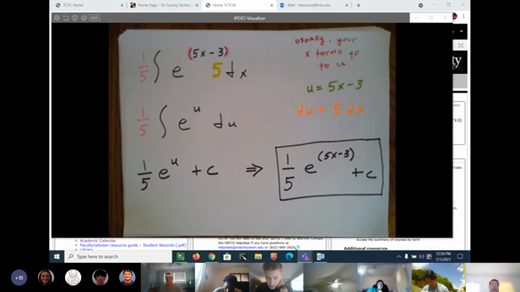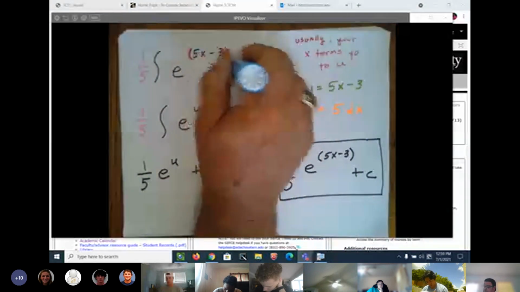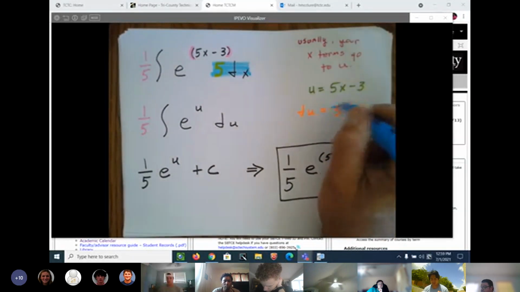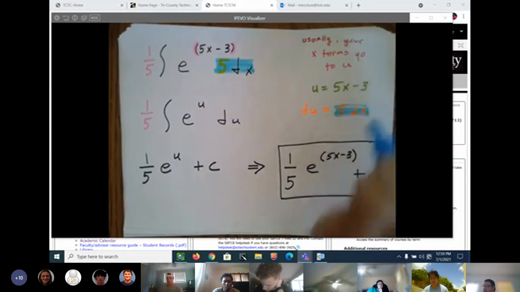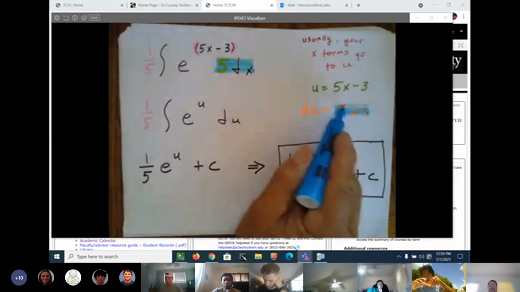And I'm going to take my blue marker. As long as these two match, then you're on your way to finding the derivative. These two have to match.